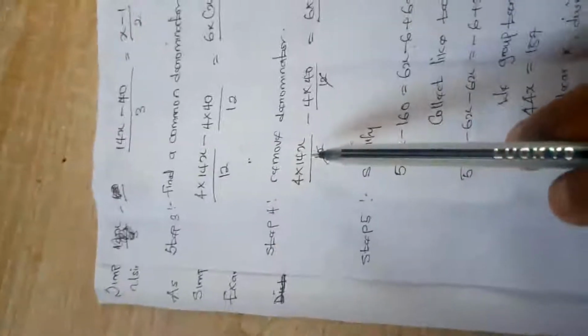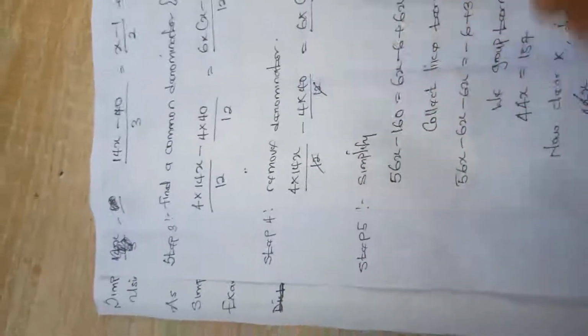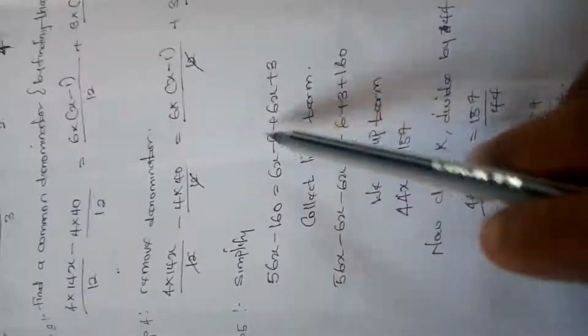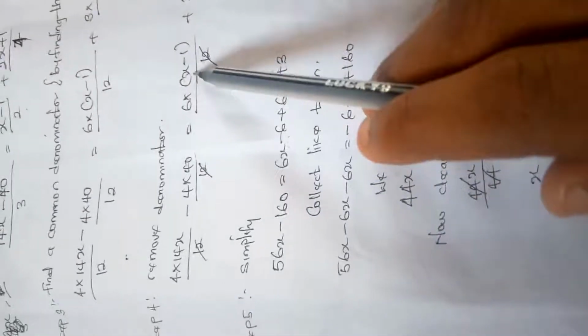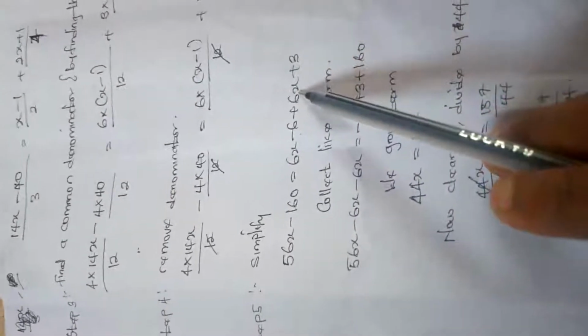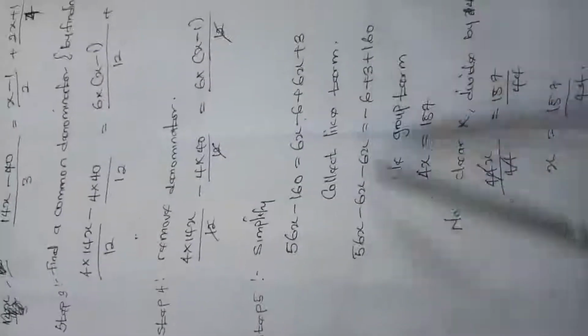4 times 14x gives us 56x. Minus 4 times 40 gives us minus 160. Then 6 times x gives us 6x. 6 times minus 1 gives us minus 6. Then 3 times 2x gives us 6x. 3 times 1 gives us what? 3. Now collect like terms.